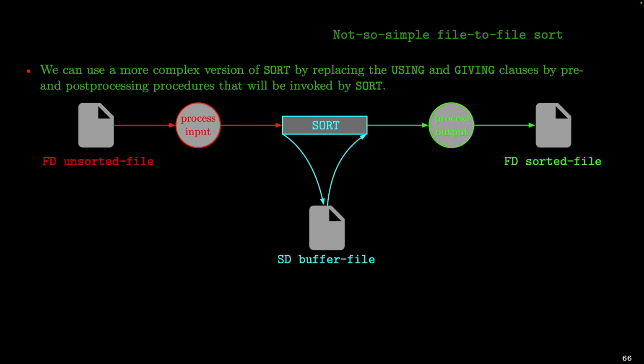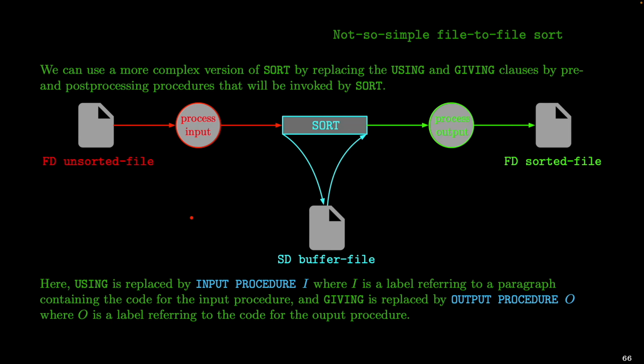Now let's look at the slightly more complex version of the sort instruction. So here we can replace the using and giving clauses by some pre- and post-processing procedures. More precisely, using is replaced by input procedure I, where I is some label referring to a paragraph or a section if you prefer, containing the code for the input procedure. And giving is replaced by output procedure O, where O is a label referring to the code for the output procedure. So the little picture here shows it.